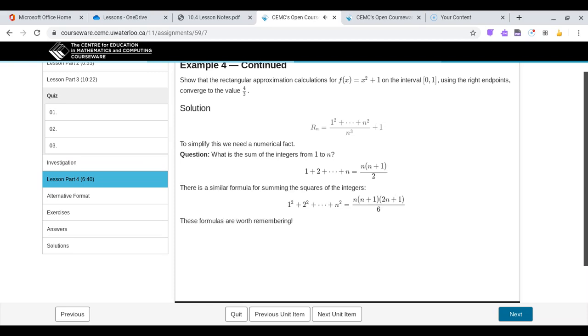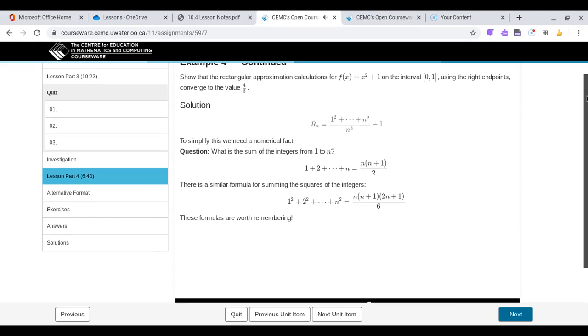Turns out that there's actually a similar formula if we'd like to add the squares of the integers, which is what's relevant to us in our expression. If we take the sum 1 squared plus 2 squared all the way down to n squared, we get a different fraction, n times n plus 1 times 2n plus 1 over 6.